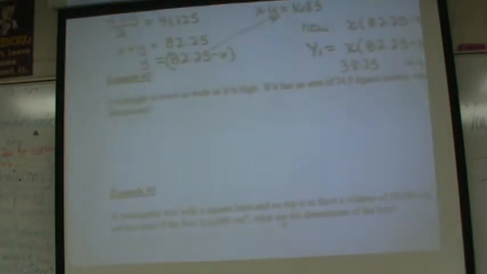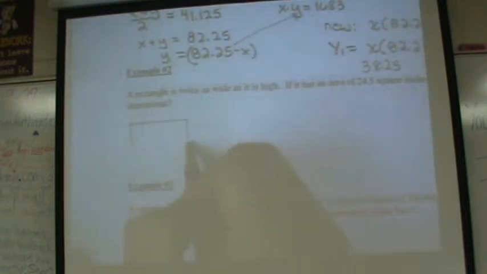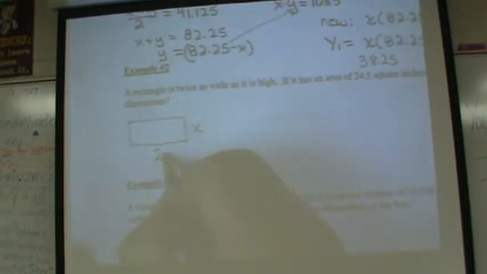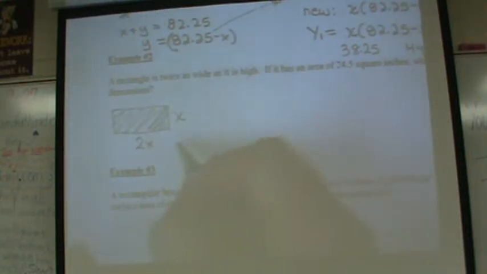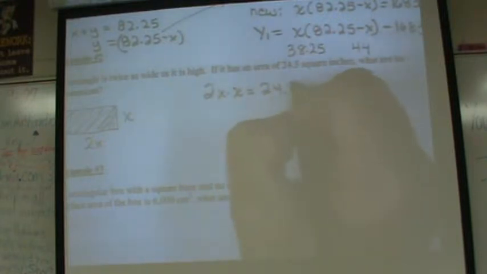Okay, example number 2. You've got a rectangle, and it's twice as wide as it is high. So if we call this x, this one would be 2x. And it's talking about the area, the space inside there. So what is the definition of area? Length times width. So we're going to do 2x times x is 24.5.